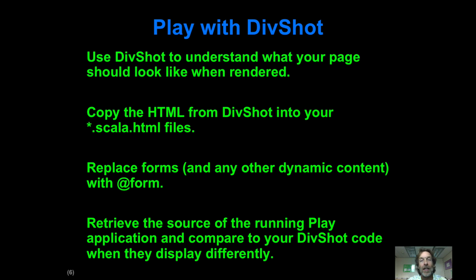application, and then you can go back and compare that to your Divi Shot to see if things are the way they should be. And I think things are a little mysterious when you call this @form macro. It's not going to look anything like HTML at that point in time, as you'll see. So you're going to wonder, what the heck is this thing producing? And the simplest way to figure it out is just to view the source after you run the application, and then you can go back to Divi Shot and see if it's what you wanted.